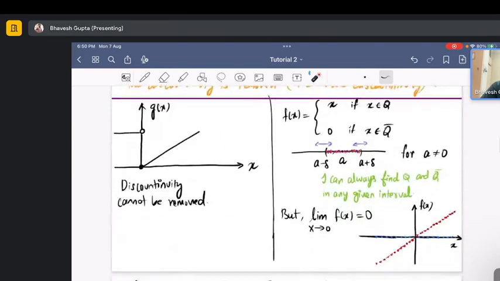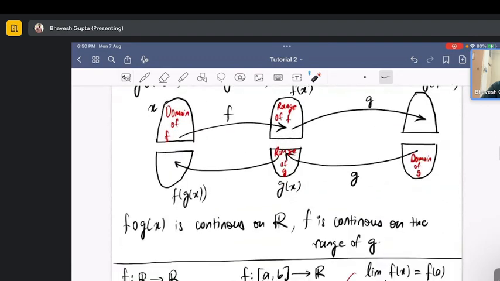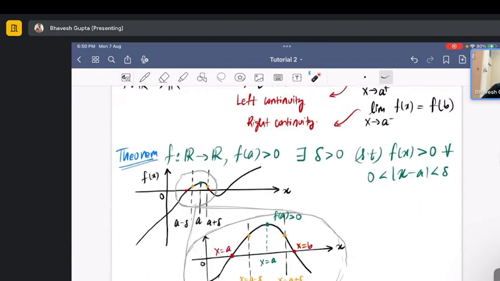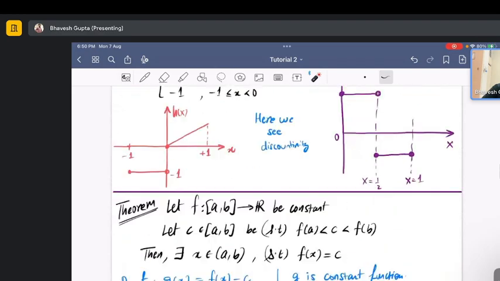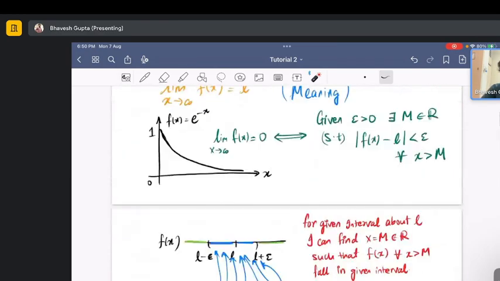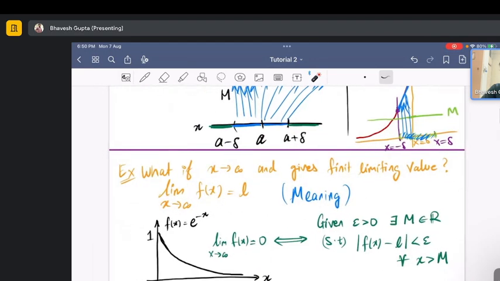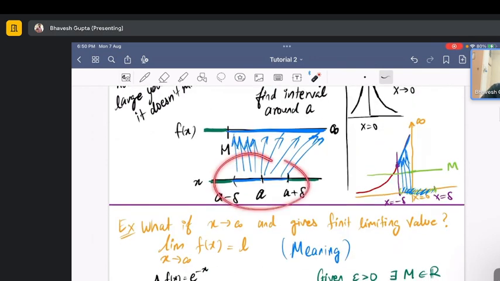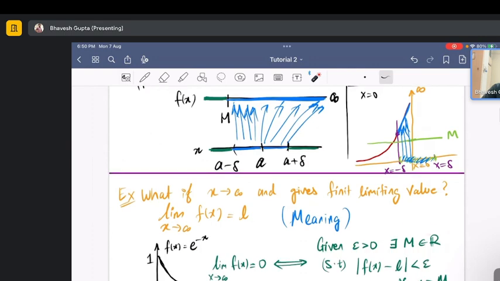We will look for a large number. Instead of defining an interval, we will look for a large number and we will see the behavior. Oh, I went too far, sorry. So you gave me an interval around this limiting value. So I can always find a large number. Earlier what I said was, I can always find an interval, like over here you can see. But in this case I am saying, I can always find a large number.